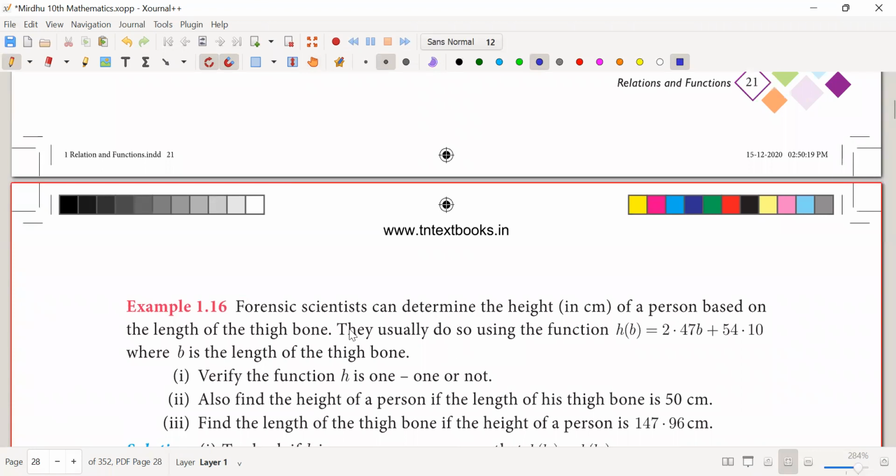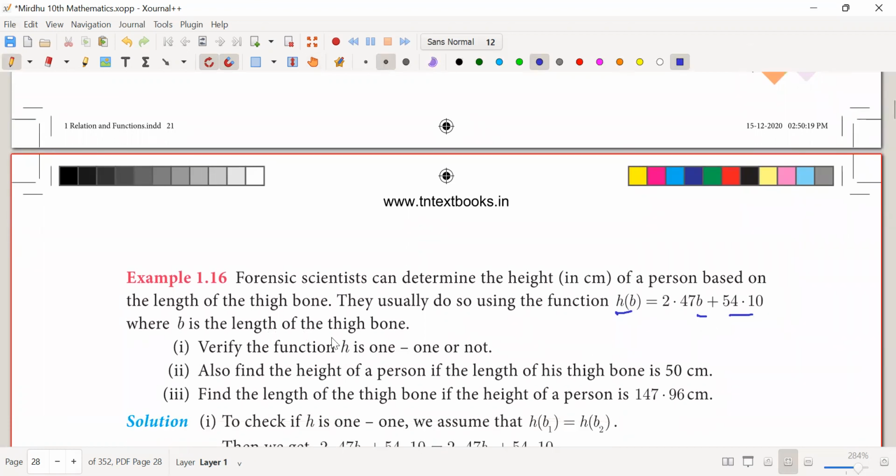This is a good one. A forensic scientist can determine the height in centimeters of a person based on the length of the thigh bone. We went through the arm, isn't it? Now we are going through the thigh bone. They usually do so using the function height equal to 2.47b plus 54.10, where b is the length of the thigh bone.